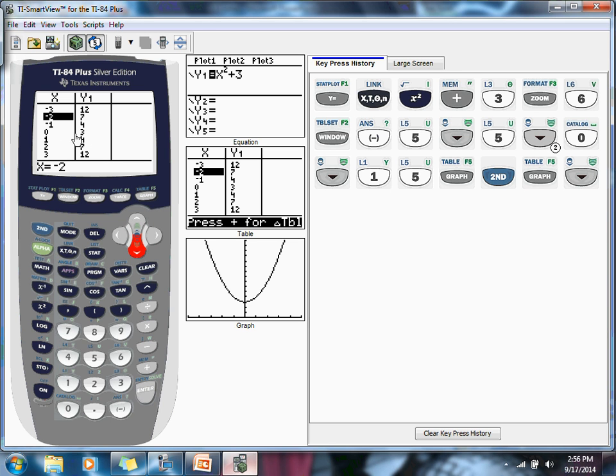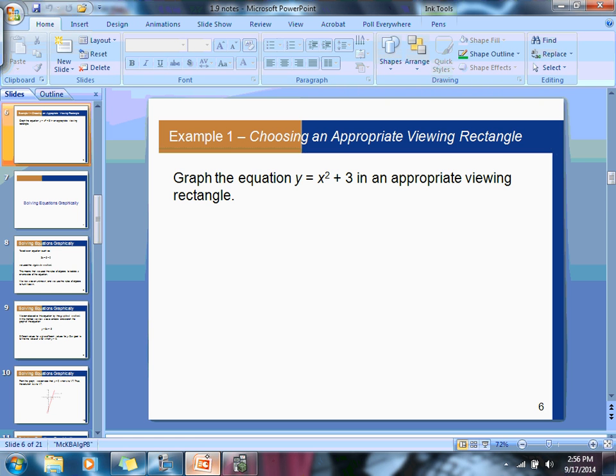And right in the middle of that symmetry, (0, 3) is going to be the vertex of my parabola, and that's actually going to be the y-intercept as well. So we've graphed that one on the graphing calculator.